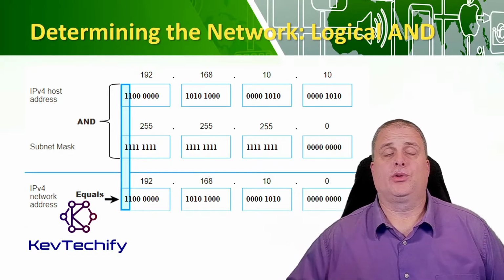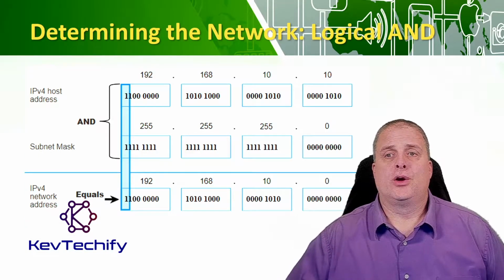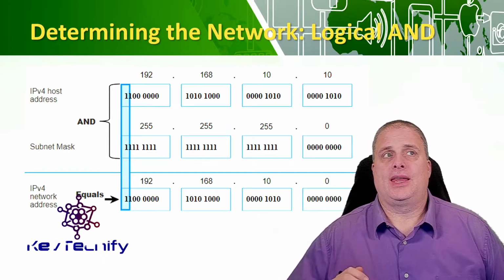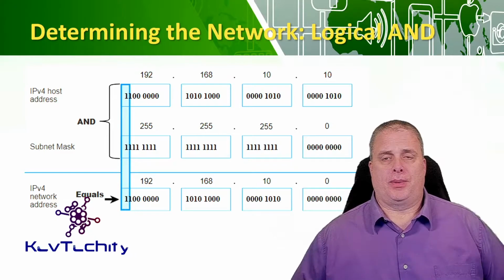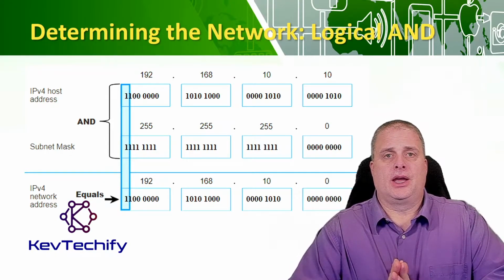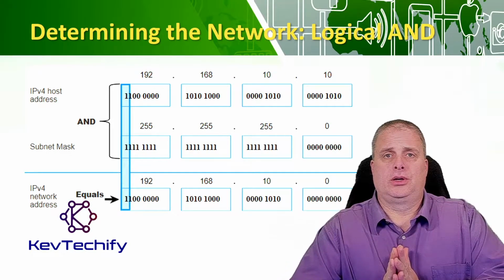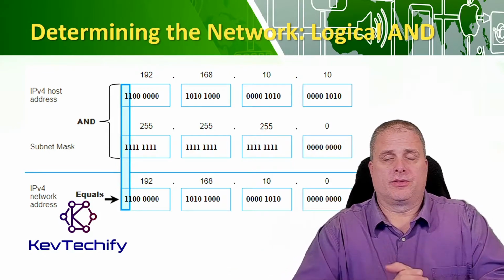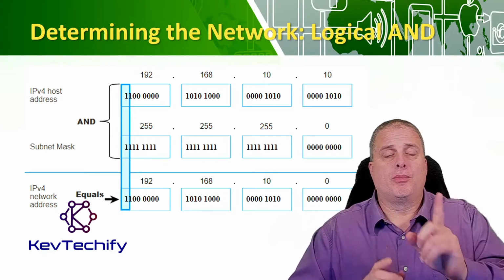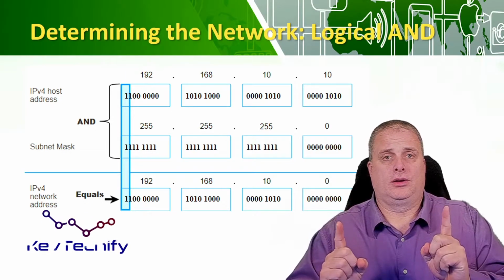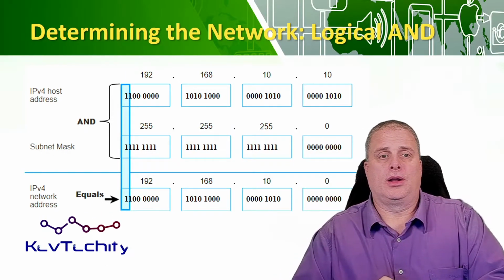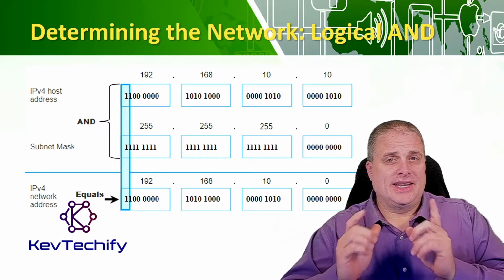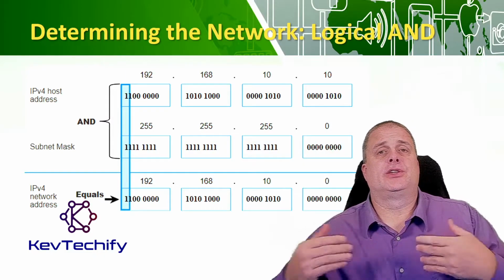To determine the network portion of an IPv4 address, we use this AND. It's a logical AND, and what that is, it's a comparison. It compares two things. If both things are true, the answer is true. Or in terms of computers and binary numbers, if both of them are a 1, then the answer is a 1. But if either one of those two that we're comparing is a 0 or false, the answer is false.